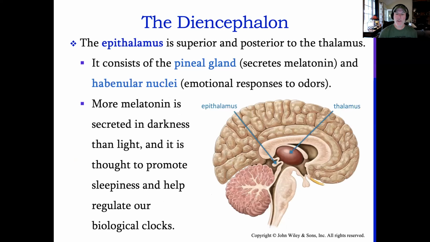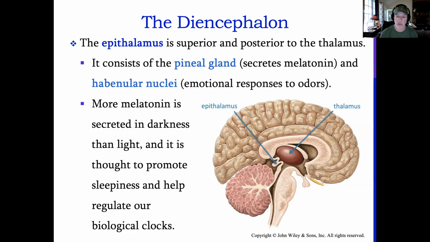A little bit posterior and inferior to the thalamus is an area called the epithalamus. The primary constituent of the epithalamus is going to be the pineal gland, which is this guy right here. The pineal gland is responsible for the secretion of melatonin. We know melatonin is related to sleep patterns, and melatonin is going to influence sleep by being released when it starts to get dark outside.